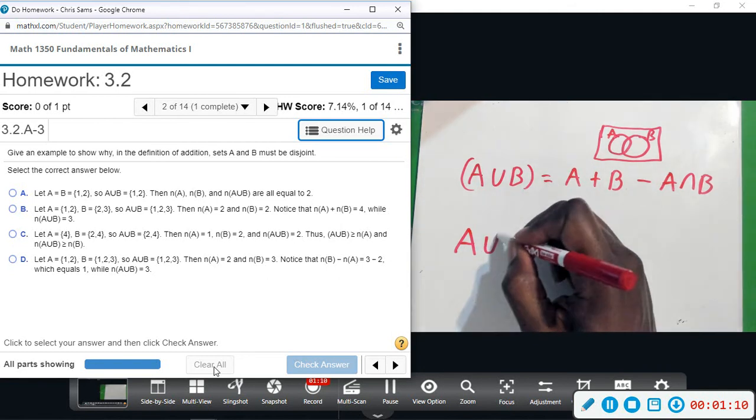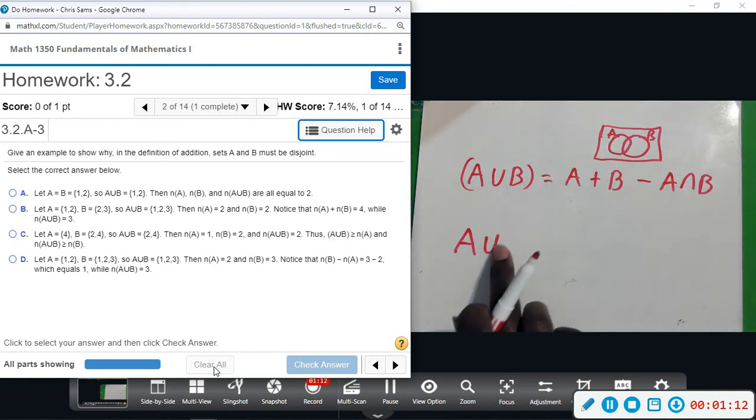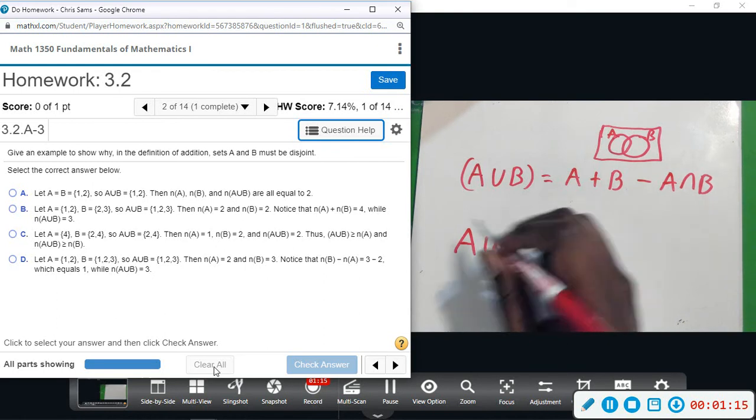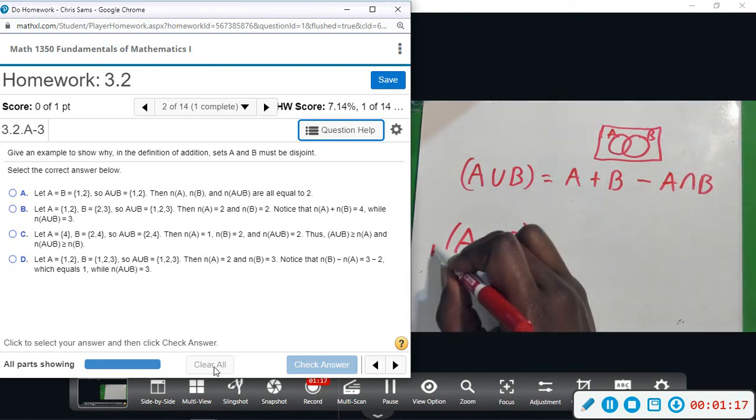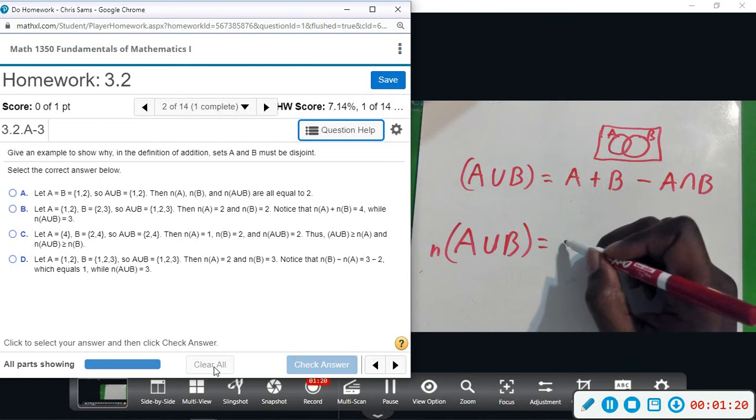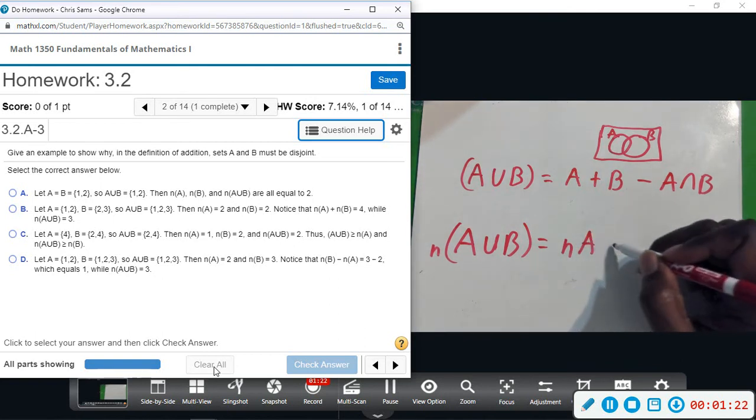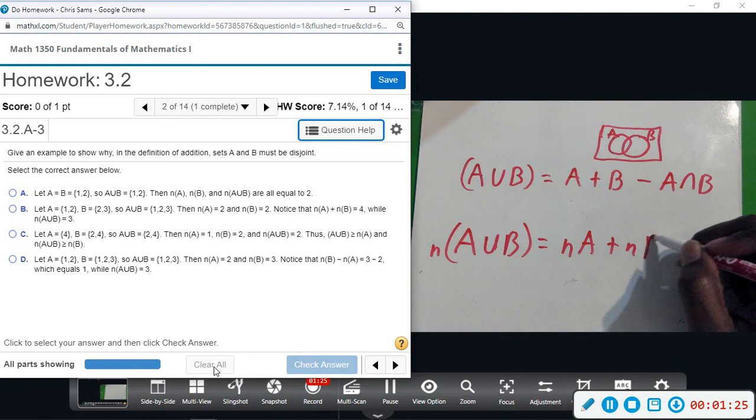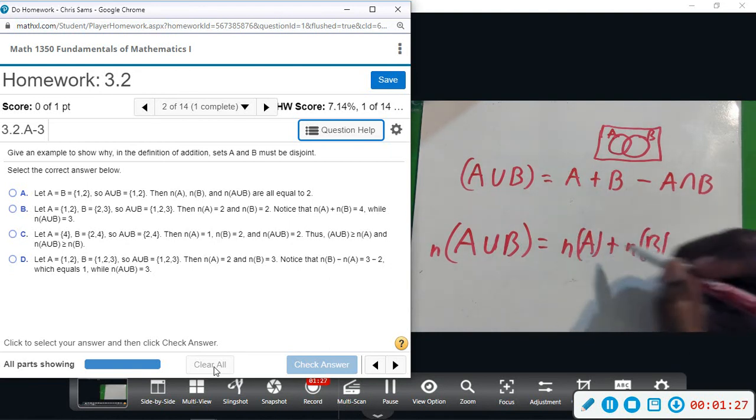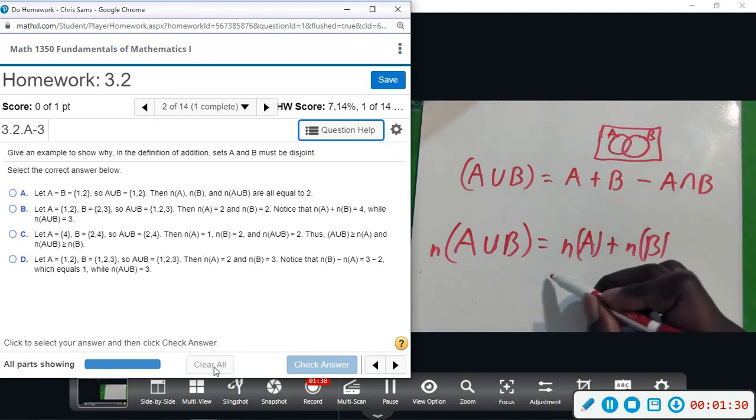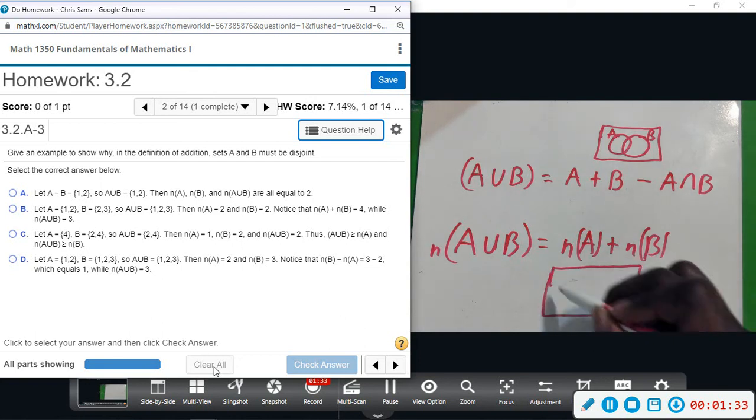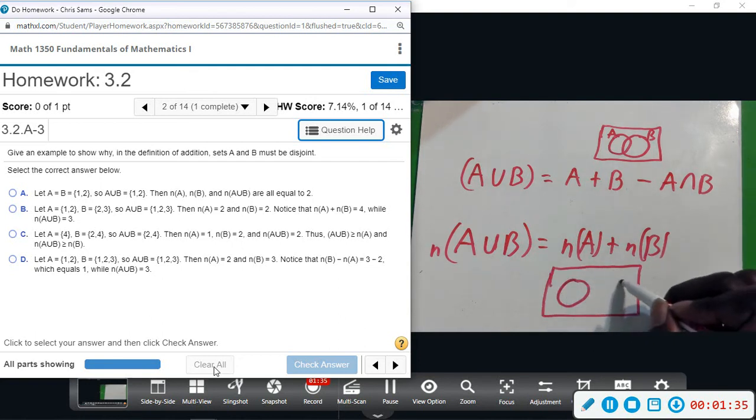A union B, I don't need that tail on there. And we're usually talking about the number of elements. This is going to equal the number of elements in A plus the number of elements in B. The only way this is going to be true is if we have this scenario: the elements in A are separate from the elements of B. They don't have any overlap. This is what they mean by disjoint. No connection, they're not connected. So we want to look for the example that says that.